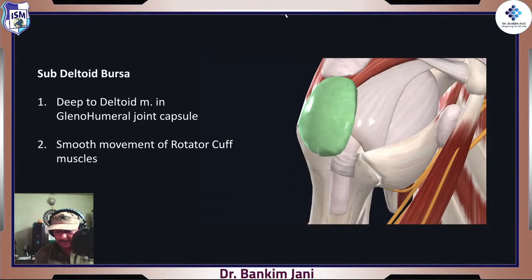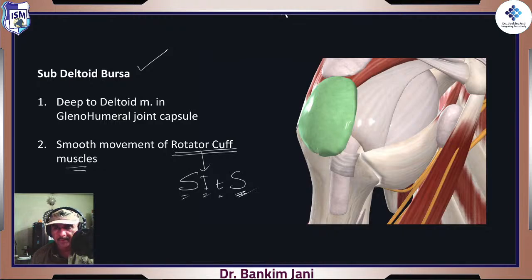One more, subdeltoid. So deep to the deltoid muscle in the glenohumeral joint capsule. The point is smooth movement of the rotator cuff muscles. And these rotator cuff muscles, they were what? SITS. S-I-T-S: supraspinatus, infraspinatus, teres minor, and the subscapularis.